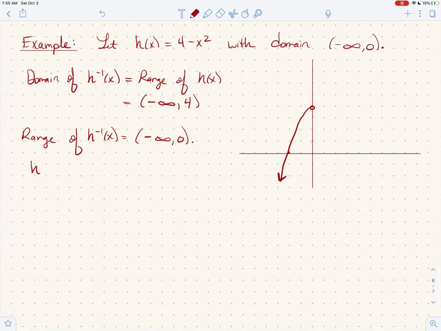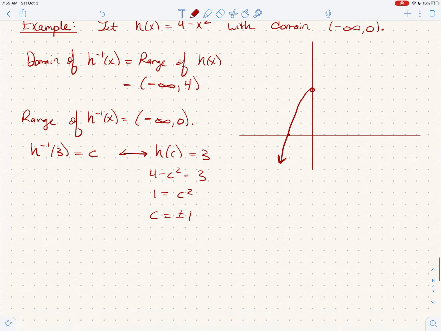I'd like us also to figure out h inverse of 3 without an actual formula. So what is h inverse of 3? I don't know what it is. I'm going to give it a name. I'm going to call it c. And I'm going to switch and say, well, h inverse sends 3 over to c only if h of c is 3. h sends c back to 3. h of c is what? 4 minus c squared equals 3. So what do I get here? I get 1 equals c squared. So c is plus or minus 1, right?